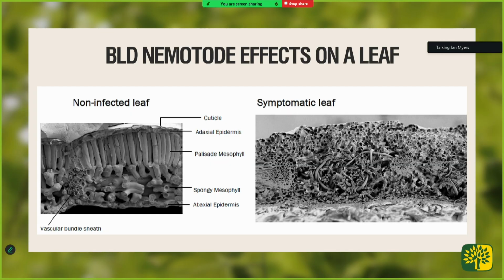Here is just an image. So the guy on the left, that's your normal healthy leaf tissue. The guy on the right, with all of the craziness happening here, we don't need to get into cellular biology, but you can just see the amount of damage, what a normal leaf should look like versus this damaged leaf. That's the areas where the nematodes are feeding, and they're really damaging that plant tissue and causing that thickened, swollen, crusty cell layer.